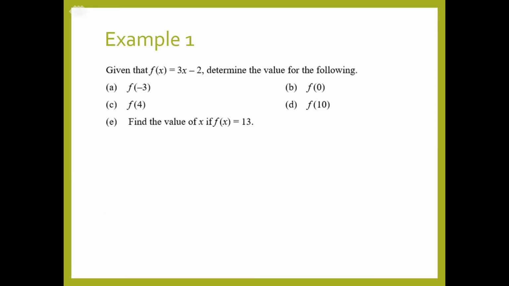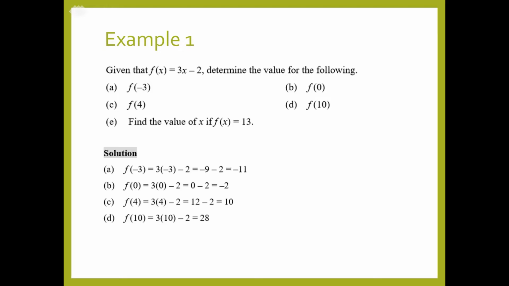Refer to example 1. Given that f(x) = 3x - 2, determine the value of the following functions. By substituting the x with -3, 0, 4, and 10 respectively, you will obtain f(-3) = -11, f(0) = -2, f(4) = 10, and f(10) = 28.